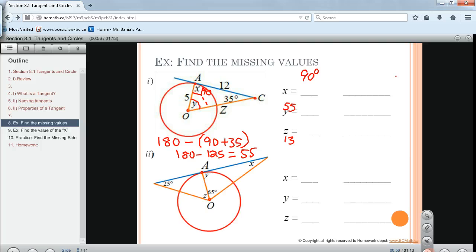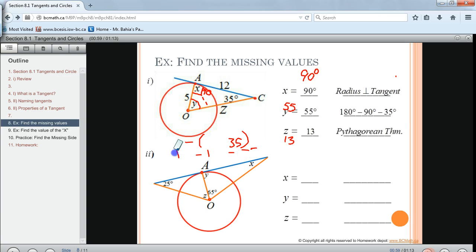Let's see if we're right. So X, like I said, is 90 degrees because of that radius tangent rule. There's the tangent, there's the radius. When they meet, it's 90 degrees. Y is 55 because angles in a triangle add to 180. Hopefully you've come across that. It's a handy rule as well. So it is 55 degrees because angles in a triangle add to 180. So we knew it 180. We knew one side was 90. We knew the other side was 35. So the difference is 55. And Z is 13 because of Pythagoras.